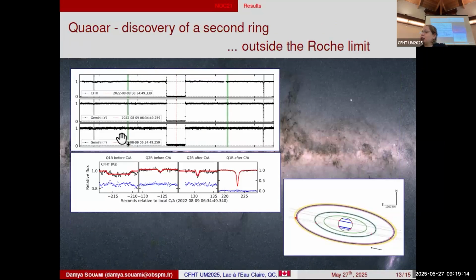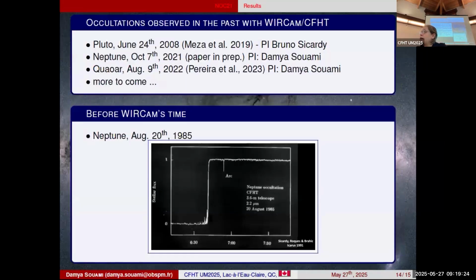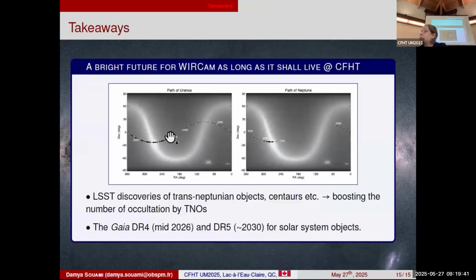So we discovered, thanks to CFHT, WIRCam here, along with other telescopes, that there was actually a second inner ring outside of the Roche limit of Quaoar. And these are the past observations. There's Pluto, Neptune, Quaoar. There are more to come. This is in '85, the first detection after the discovery in '84 of the arc of Neptune, which was done actually by CFHT. That was obviously before WIRCam.